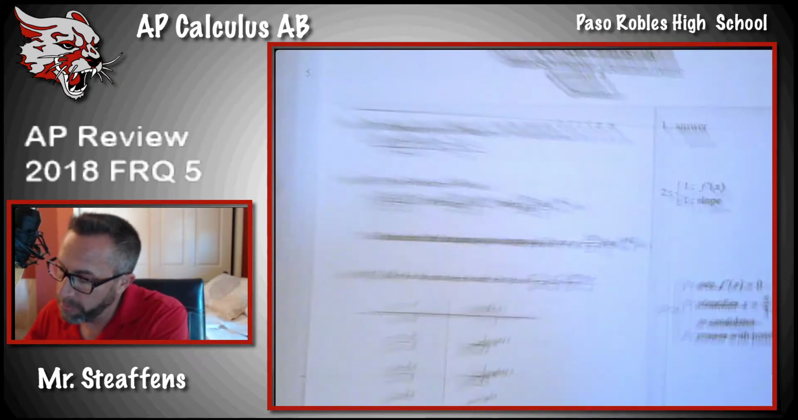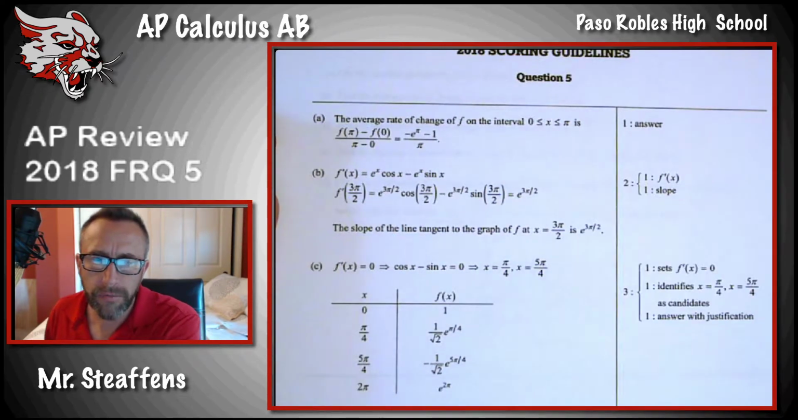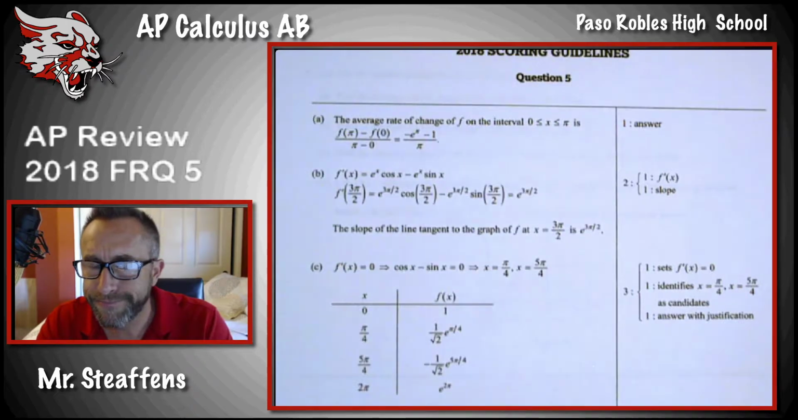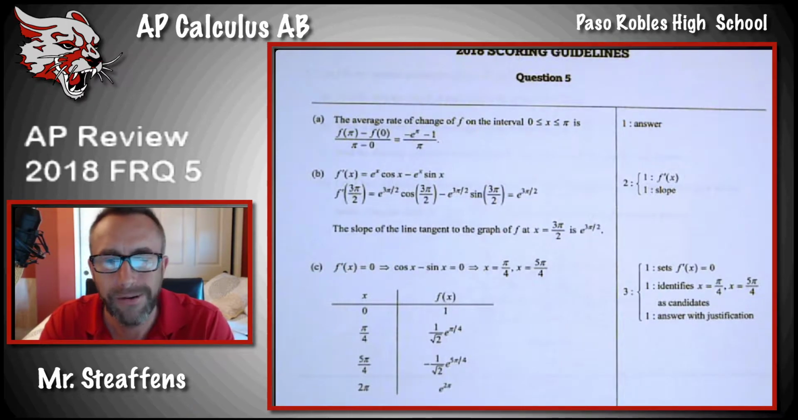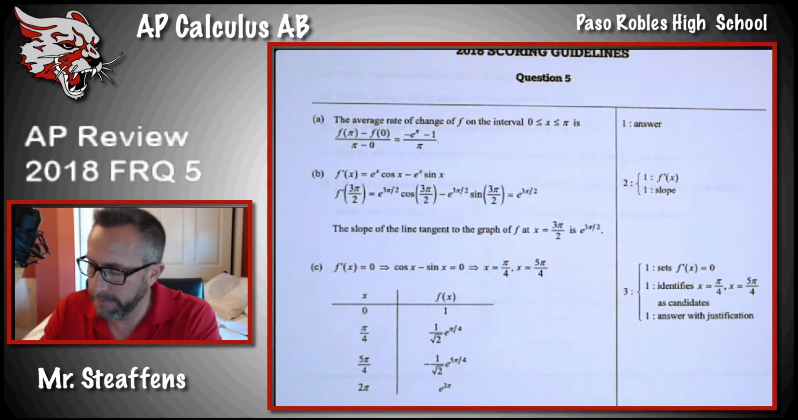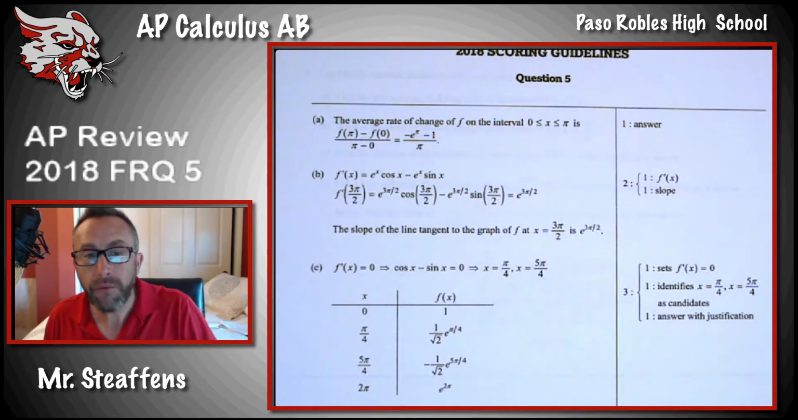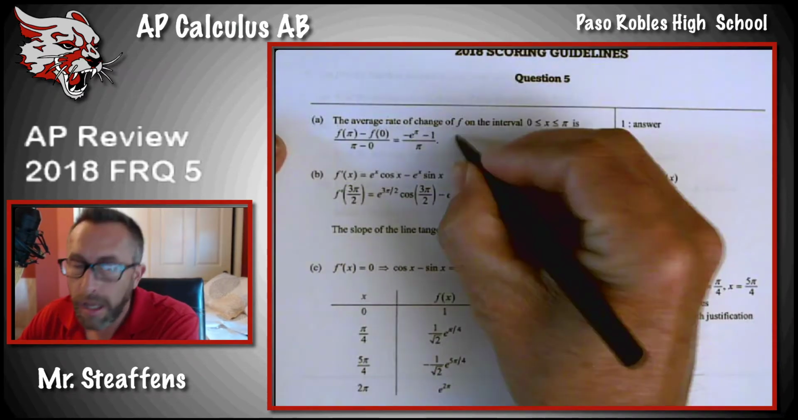So let's see how they wrote their answer. The average rate of change from 0 to pi is going to be y2 minus y1 over x2 minus x1. That's it. It's super ugly. Don't be upset. That's the way it is. Don't simplify it. Write it down and walk away. By the way, for that work, you get 1 point.